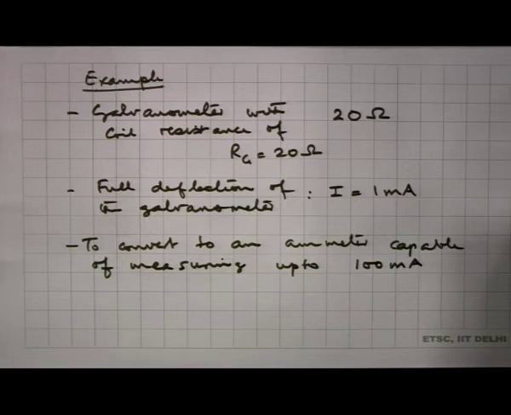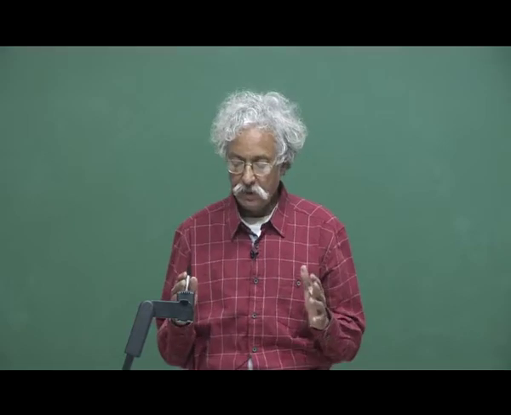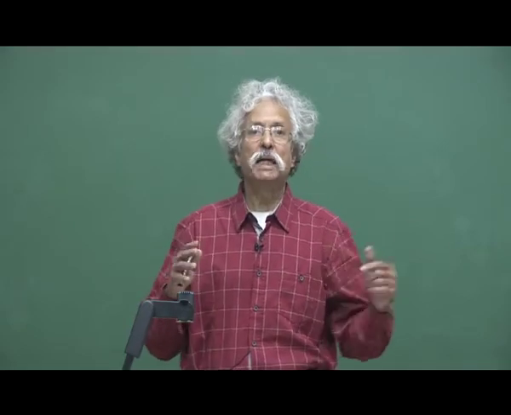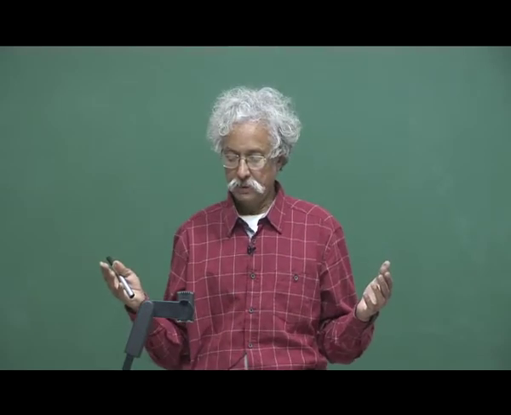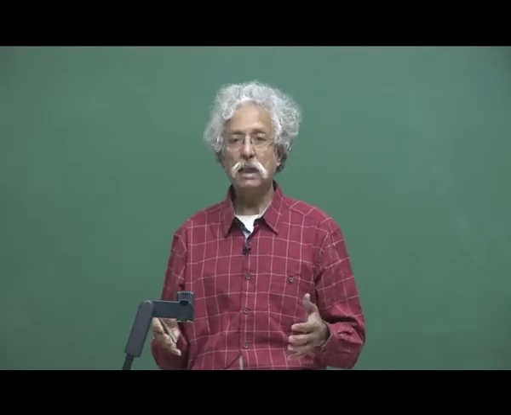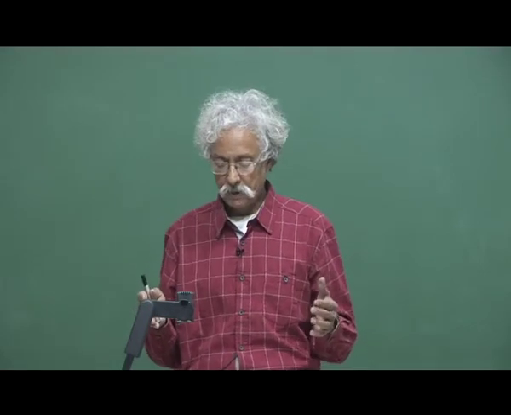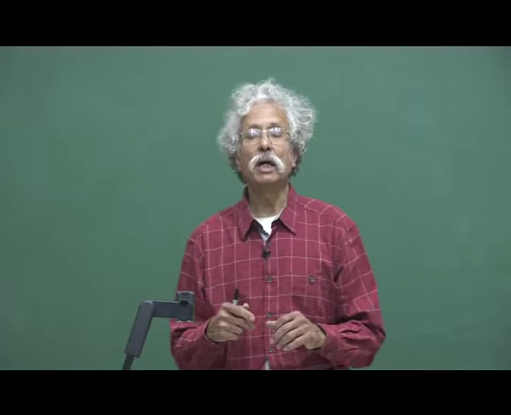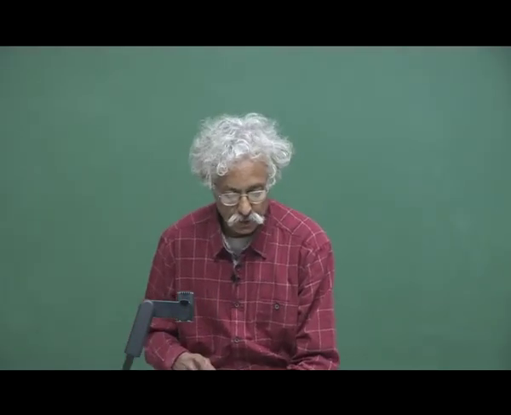So, what I want to do is to have this galvanometer converted to an ammeter, in which if I have 100 milliamperes in my circuit, I will get full deflection. So, this ammeter will be able to measure currents from 0 to 100 milliamperes. Now, I need to calculate what is the Rs I must add to this galvanometer to be able to measure this. So, let me draw this circuit here again.